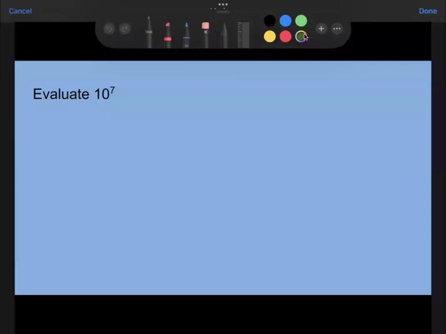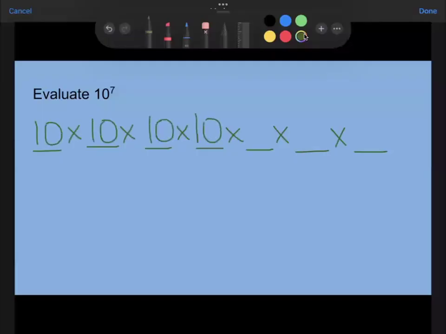Okay, here's our next one. This is 10 to the seventh power. We're going to evaluate this. So again, I could write 7 blanks, 1, 2, 3, 4, 5, 6, 7, put multiplication symbols in between all of those, and then put a 10 in each one. That number comes from the base. That's a lot of 10s and a lot of multiplying to do. But if you prefer to do it that way, that's totally fine.